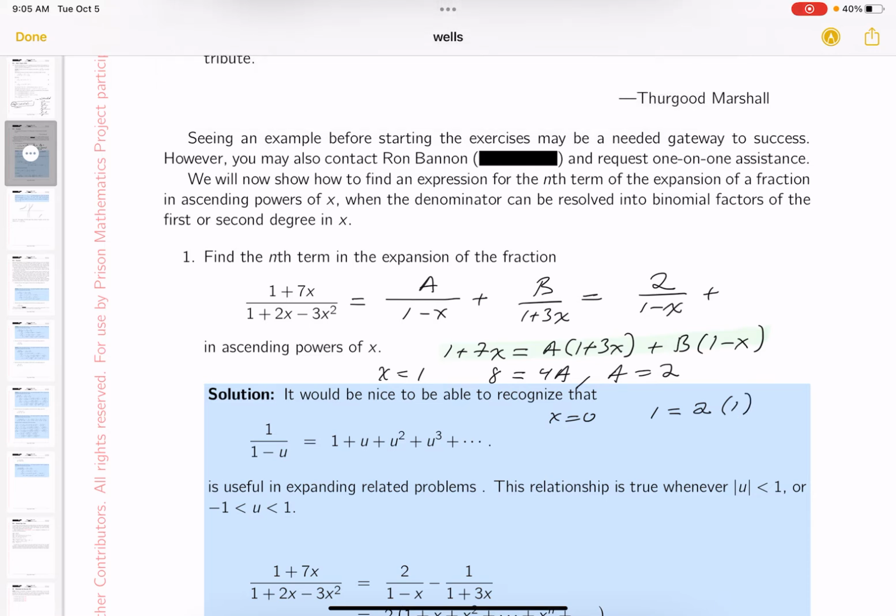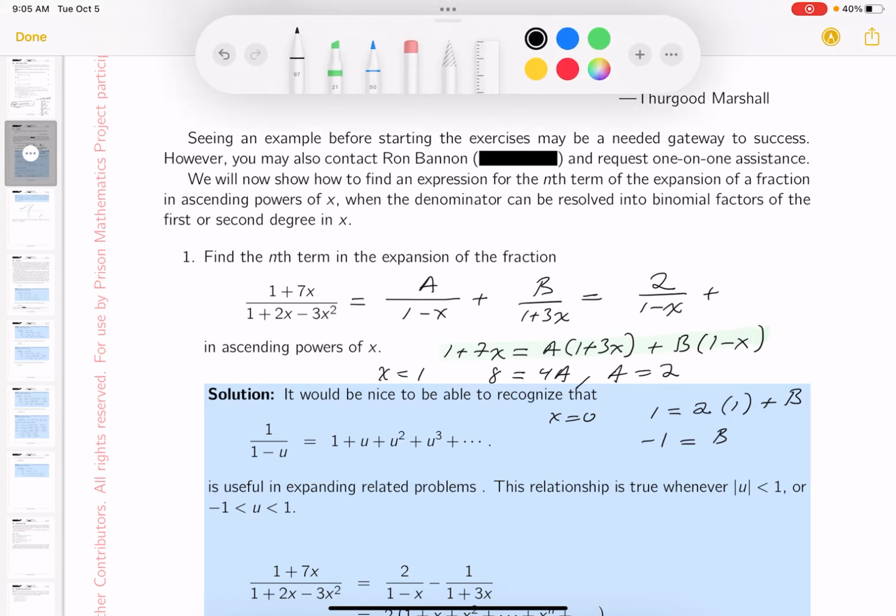And then what do you get for the b? You get just plus b, right? And that looks pretty easy for me. It looks like b is minus 1. So I'll write that down for you. That would be minus 1 over 1 plus 3x.